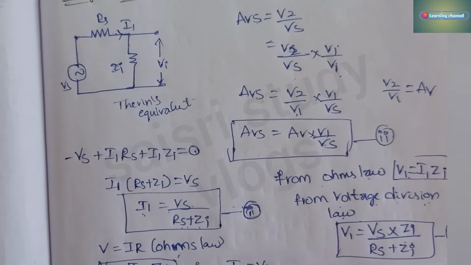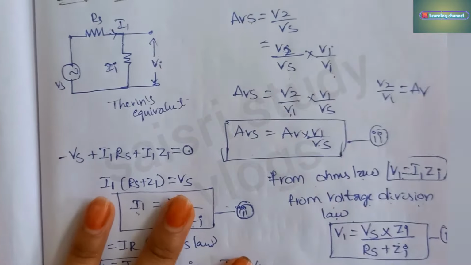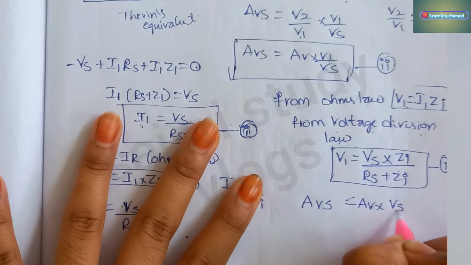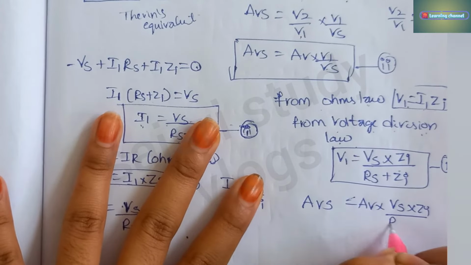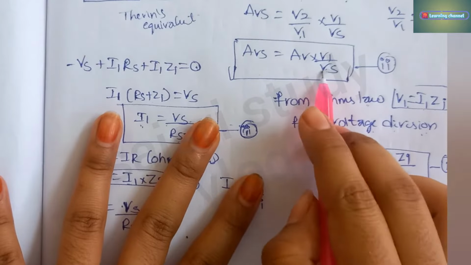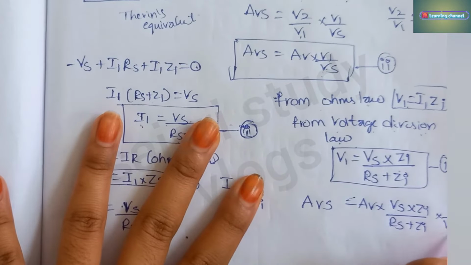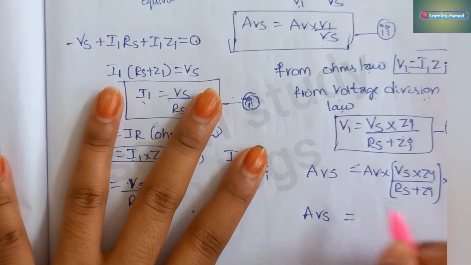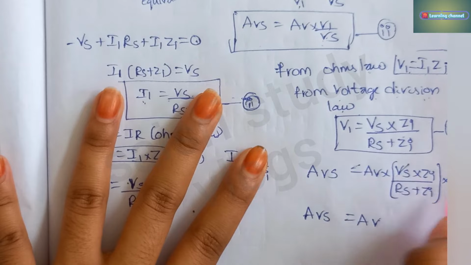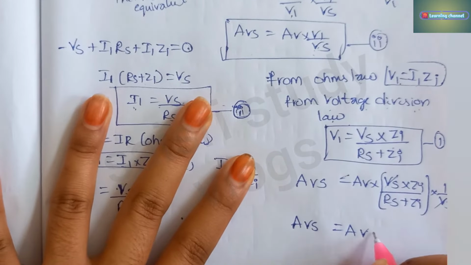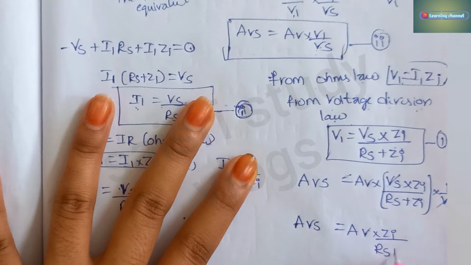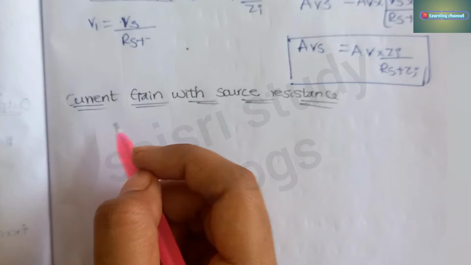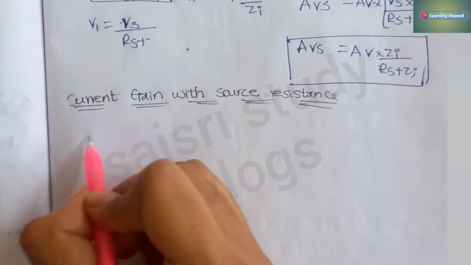So by substituting we can get AVS is equal to AV into Vs into Zi by Rs plus Zi, and this Vs will become 1 by Vs. Now AVS is equal to AV, Vs gets cancelled, Zi by Rs plus Zi. So this is the voltage gain with source resistance. Now let's find the current gain with the source resistance.